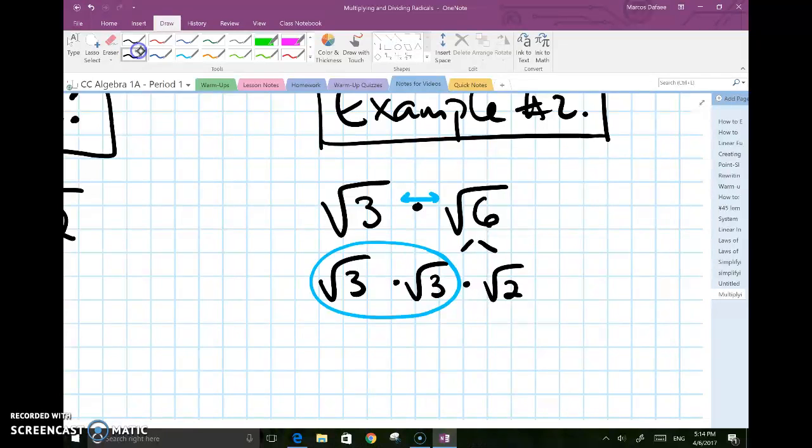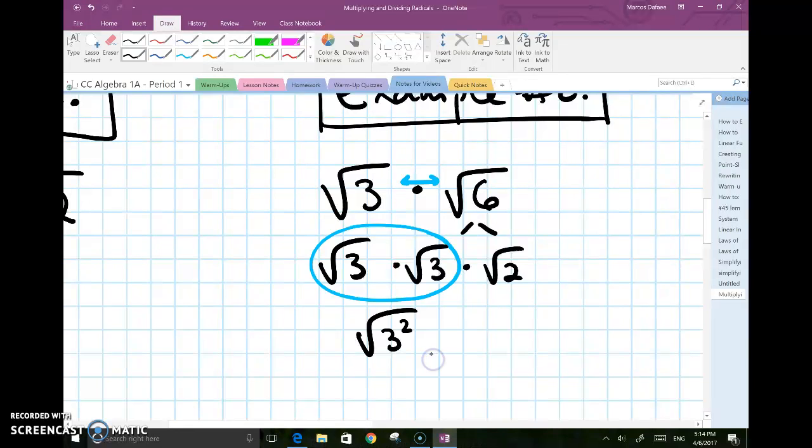And as you can see right now, this produces a radical 3 squared, times radical 2. And this square negates the radical sign. Okay, they eliminate each other. They are exact opposites of each other. And so what I get is now just 3 radical 2. Again, that radical 2 is not going anywhere. It's irrational.